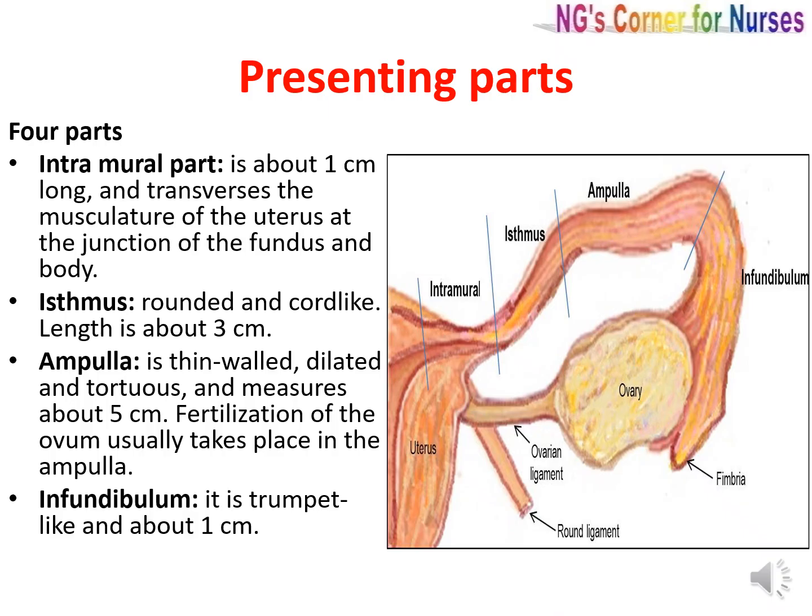Next is the isthmus, rounded and cord-like. Length is about 3 cm. Next is the ampulla. It is thin-walled, dilated and tortuous and measures about 5 cm. Fertilization of the ovum usually takes place in the ampulla. And the last one is the infundibulum. It is a trumpet-like structure and about 1 cm in length.